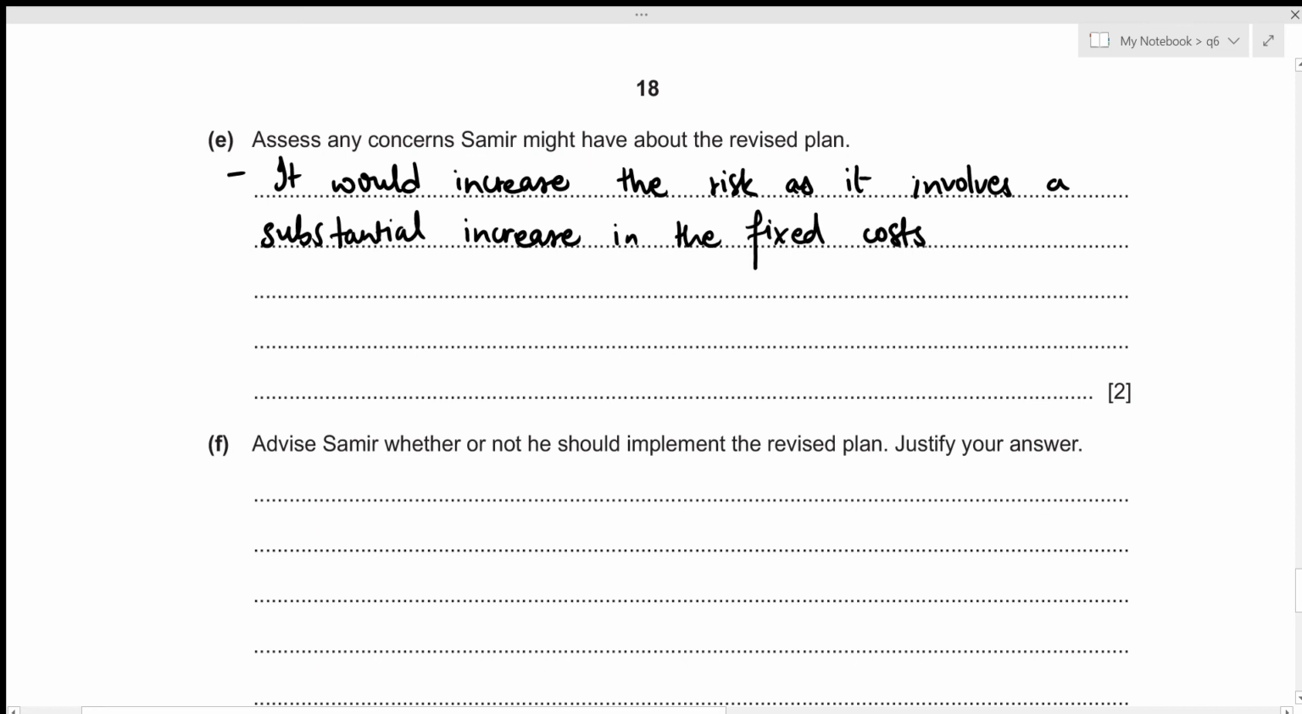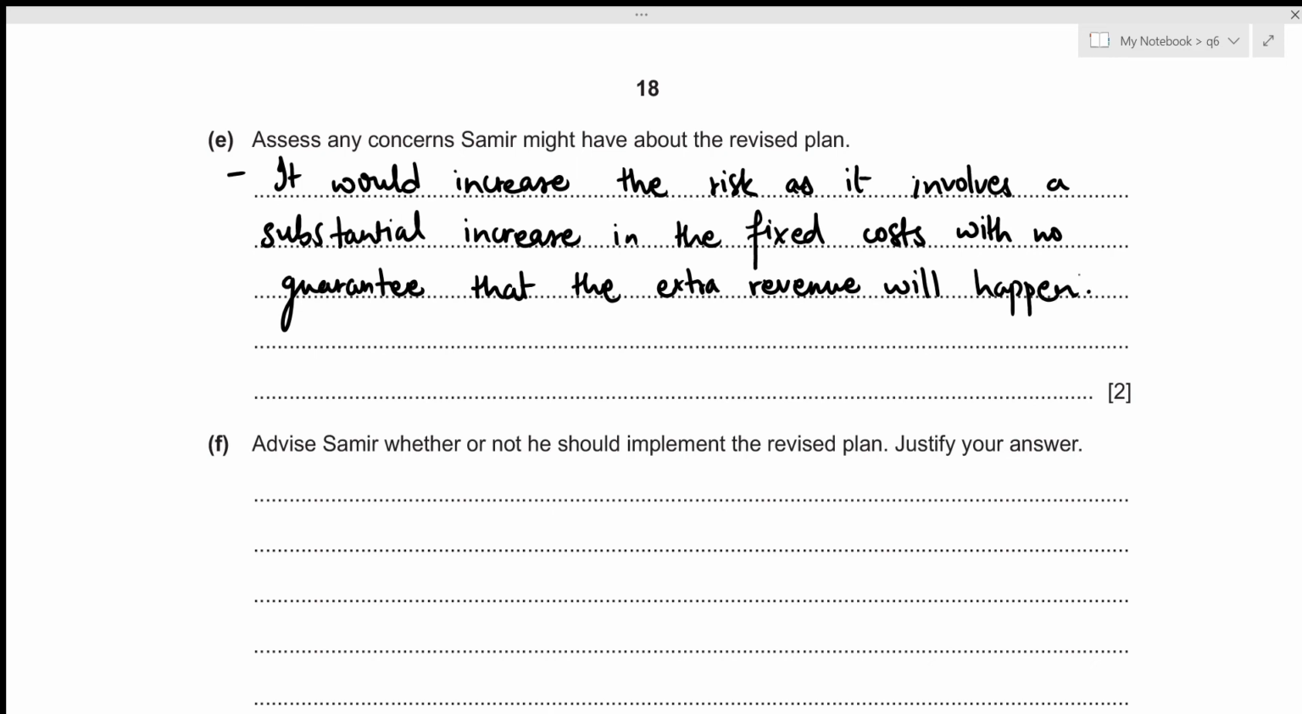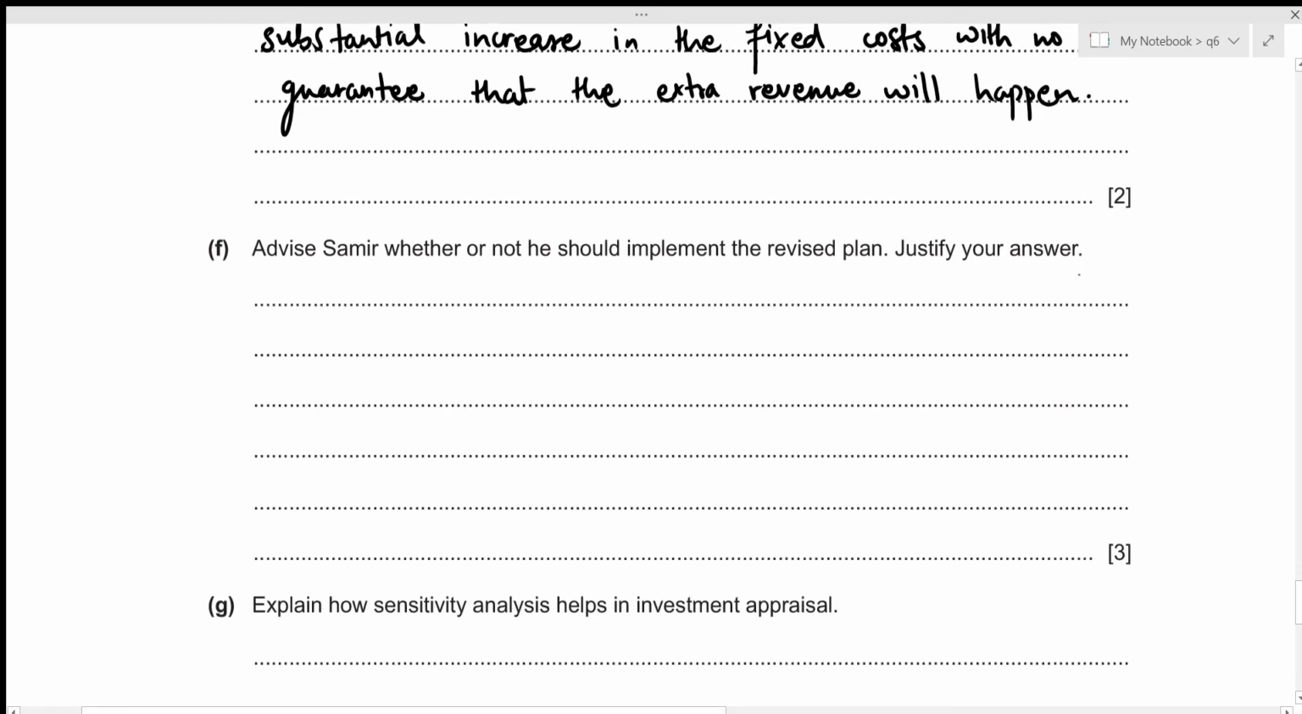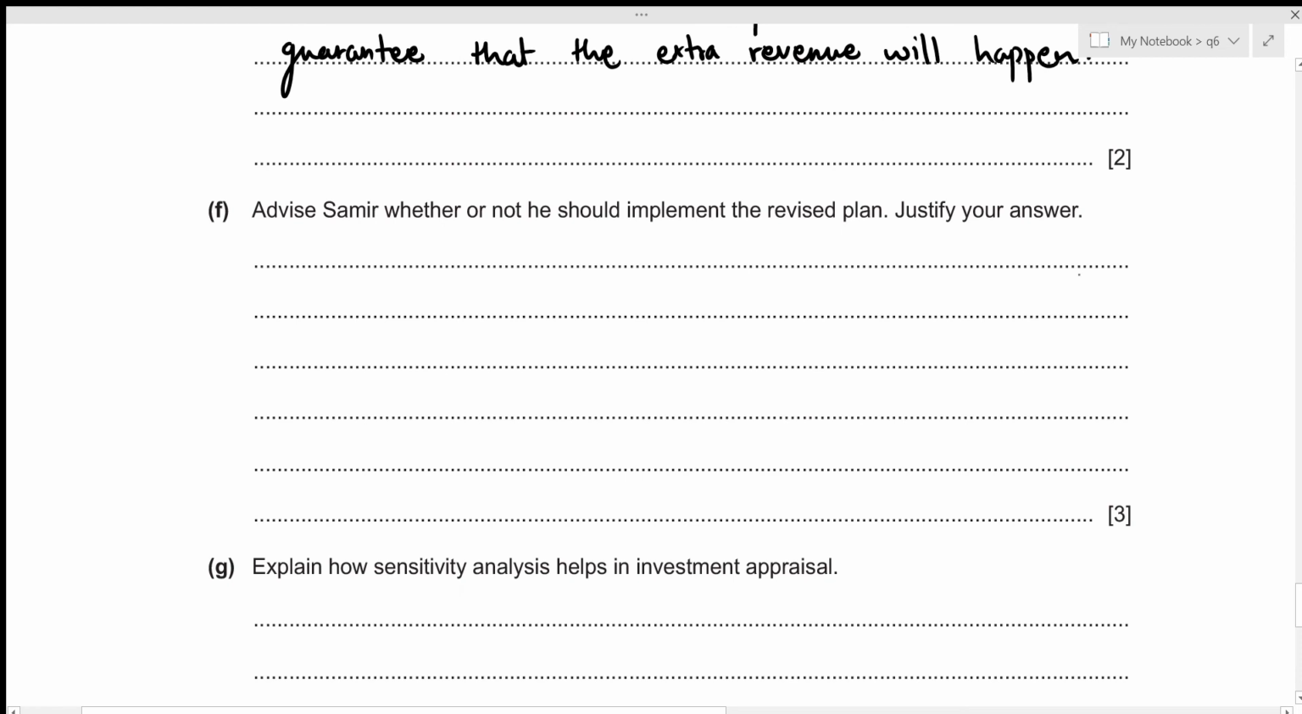And this fixed cost does not really guarantee that the extra revenue will happen, because we are just estimating our revenues and the number of tickets sold for each of the year 1 and year 2, right? Let's write it down as well. With no guarantee that the extra revenue will happen. Okay, so this concludes our fifth part of this question. Now we can move towards the sixth one. We need to advise whether or not he should implement the revised plan.